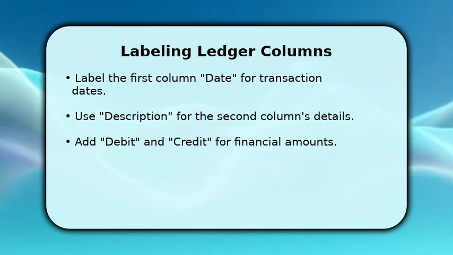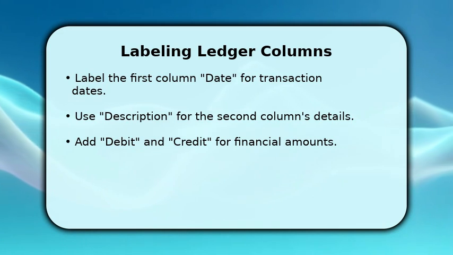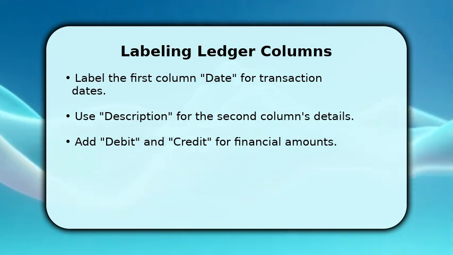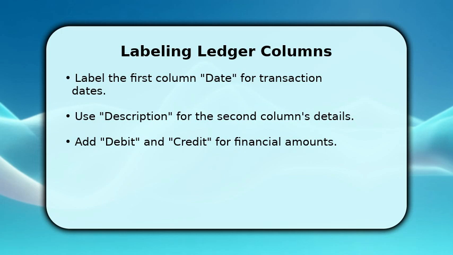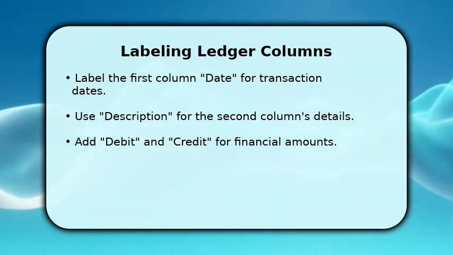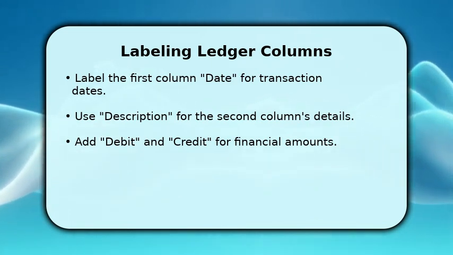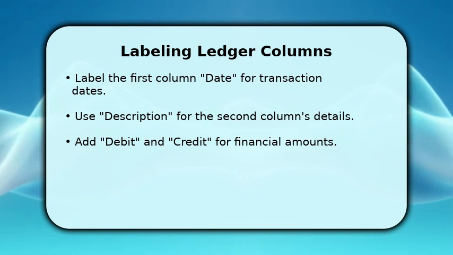In the first row, type date in the first cell. The second cell should be labeled description to detail each transaction. For financial entries, label the third column debit and the fourth credit. Finally, the last column should be balance to keep a running total of your accounts. This setup provides a clear overview.